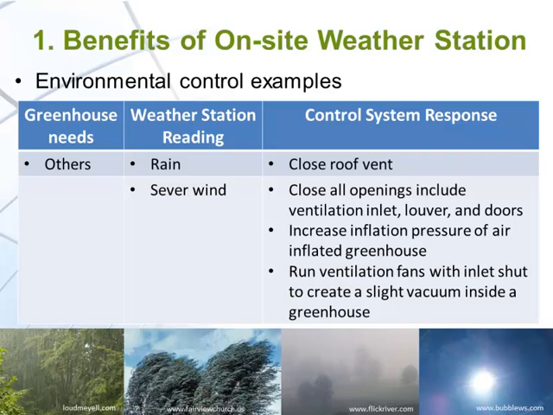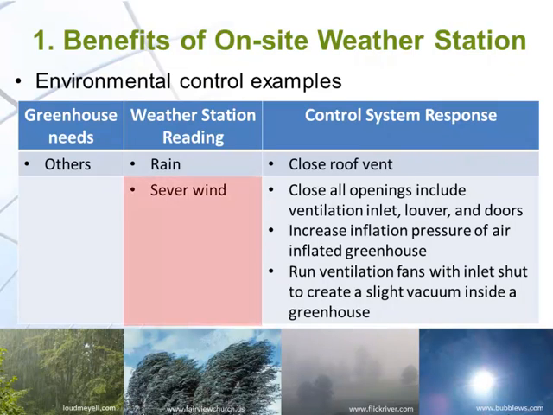The weather station information can also be used for protecting crops and greenhouses. For example, when rain is detected by a weather station, a control system can close roof vents to prevent crops from rain damages. Most greenhouse crops are fragile and should be kept from rain.